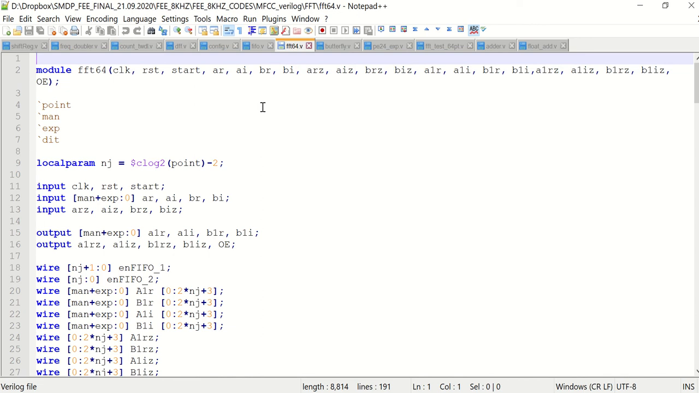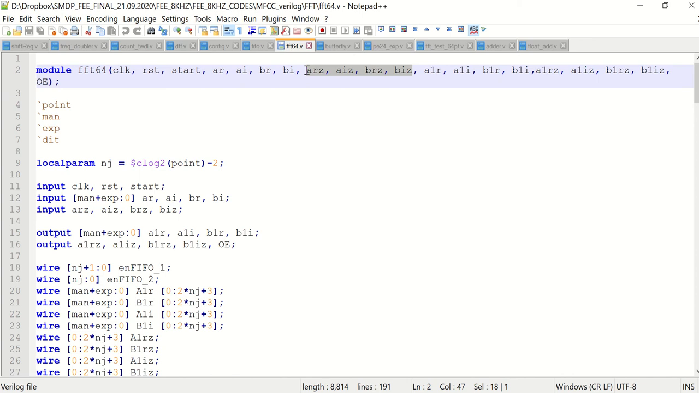We have two inputs, A and B, each having a real part and an imaginary part, and AIZ, ARZ and the like. These four are considered as the hidden bits for the mantissa part of the floating point number representation. Similarly, A1 and B1 are the outputs, and these four are for the hidden bits of the mantissa part.